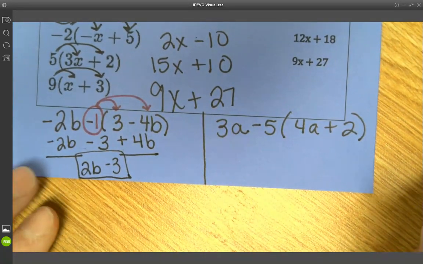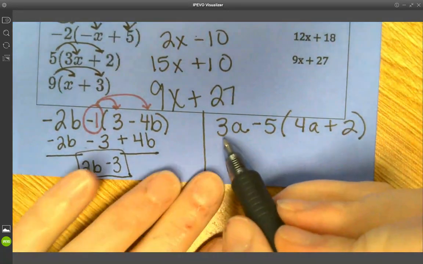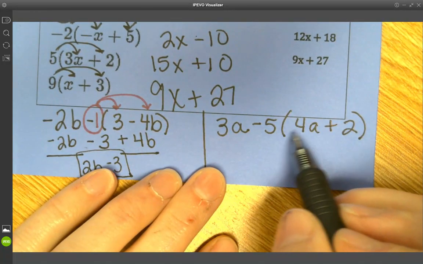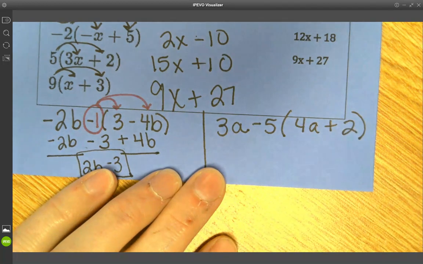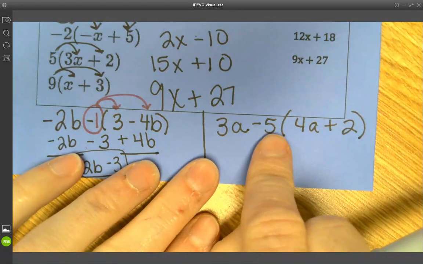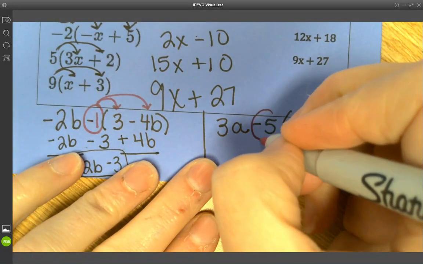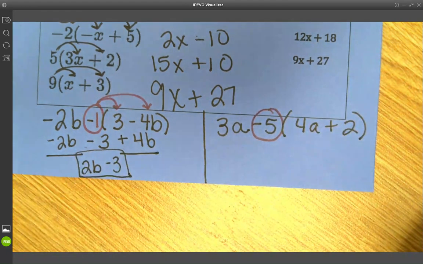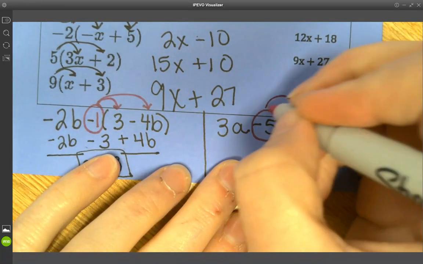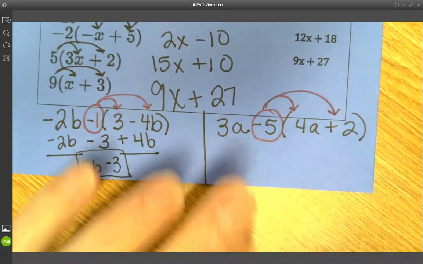Okay, the next example on here, we have a 3a minus 5, and then a parentheses 4a plus 2. So what we're going to have to do is distribute the number in front of the parentheses, which is not just 5, it's the whole thing. So get in the habit, anytime you're distributing a number in front, circle that number so you know what it is. So we're multiplying the negative 5 times everything inside.